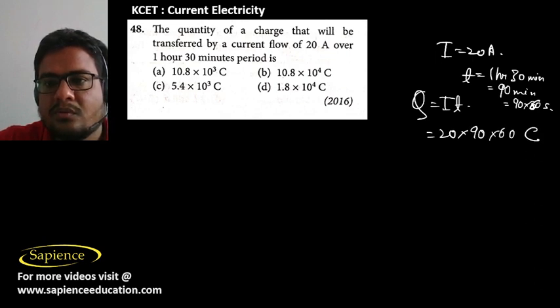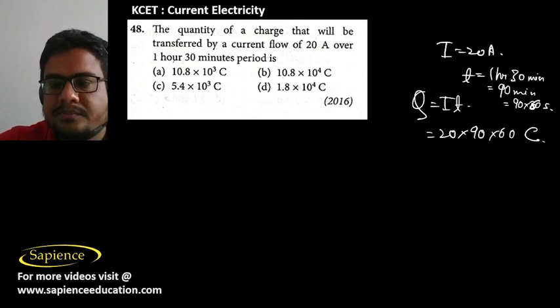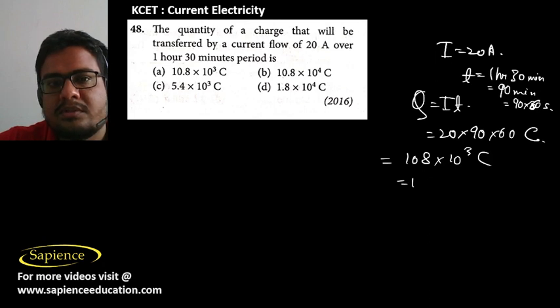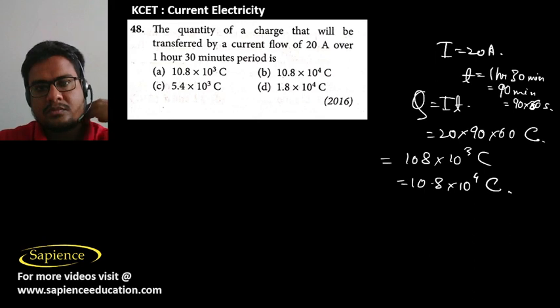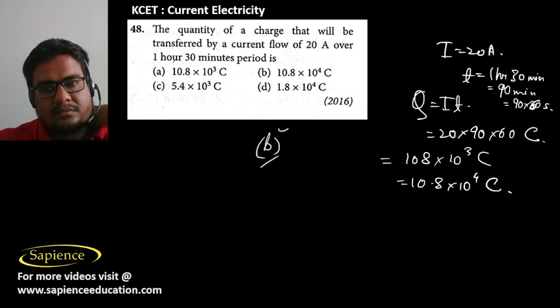This much coulomb. So this will be 2 nines 18, 2 nines 18, 108. 108 into 10 power 3 coulomb, or we can say it is 10.8 into 10 power 4 coulomb. So option B is the correct answer.